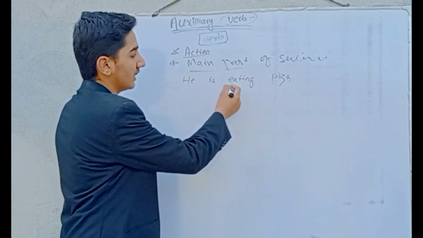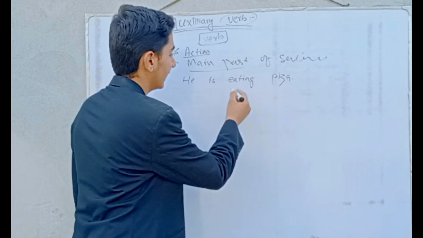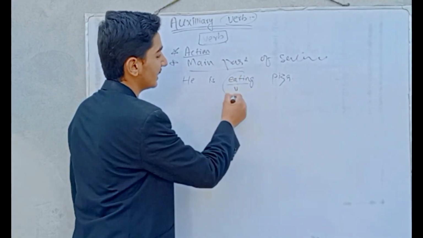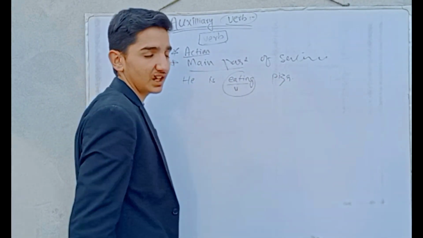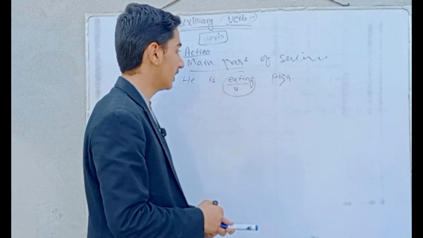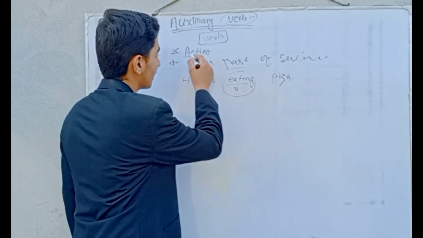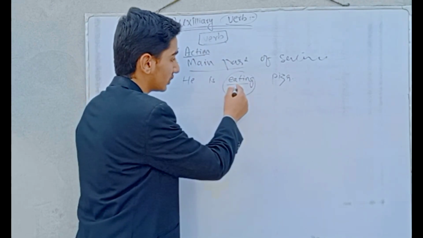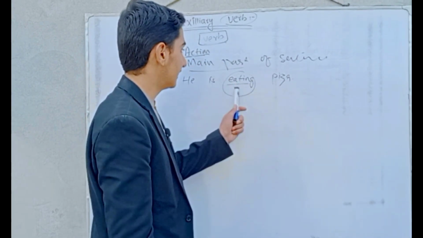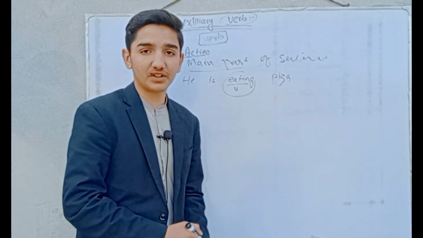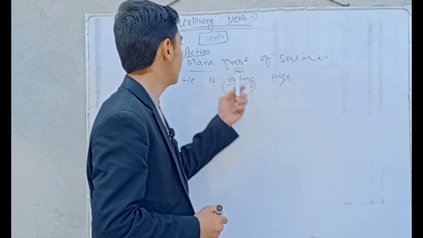He is eating pizza. So here, this eating is the verb. And if it isn't available in the sentence, he is pizza, so it gives the opposite meaning. That's why this is the main part of a sentence, and it is an action. Verb is an action, and it's the main part of a sentence. Hope you are clear about the verb.